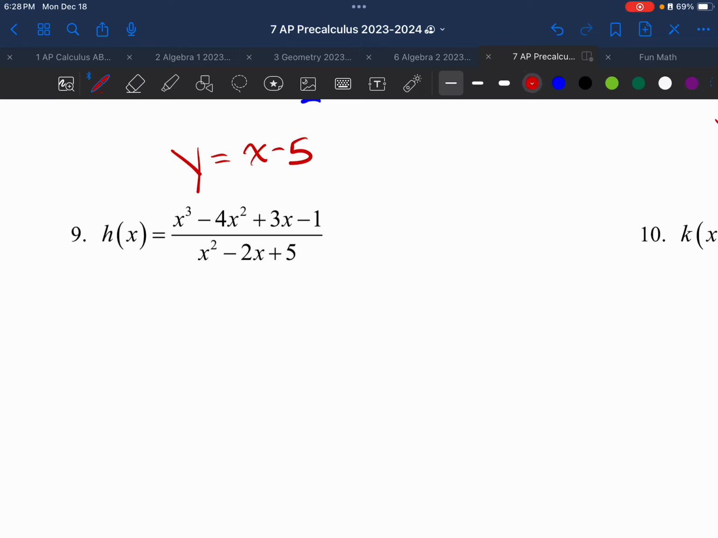So we're going to say, how many times does this x squared minus 2x plus 5 go into this x cubed minus 4x squared plus 3x minus 1.